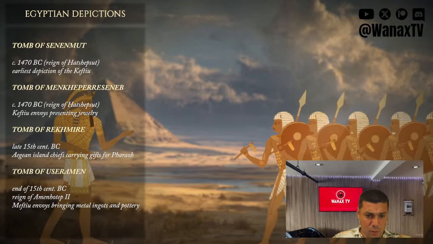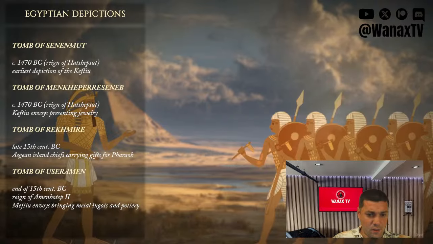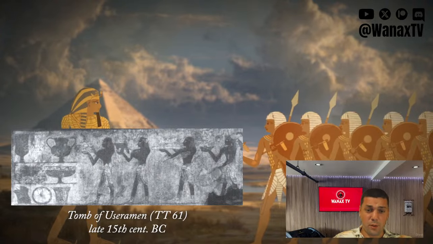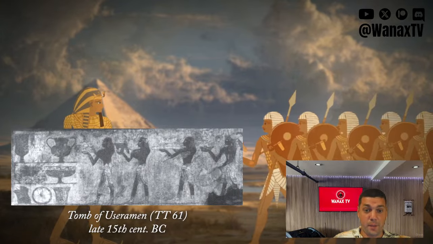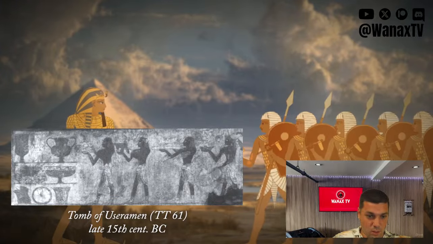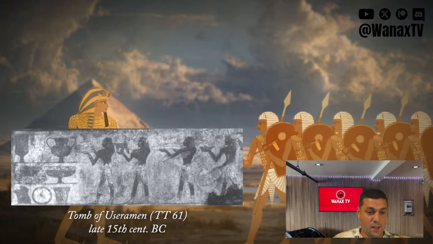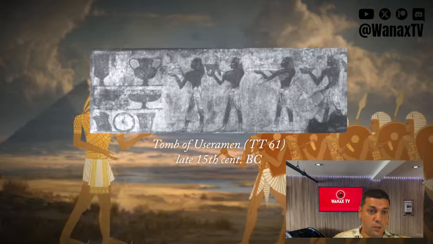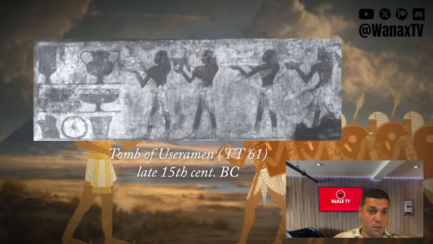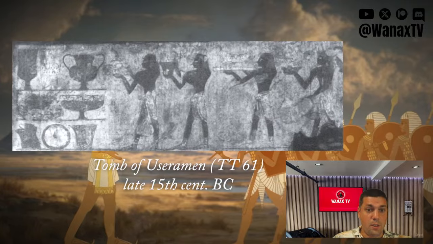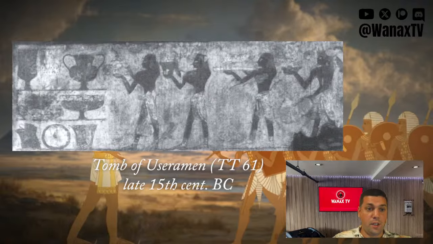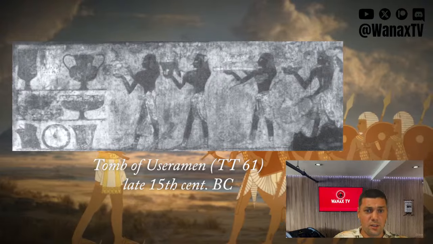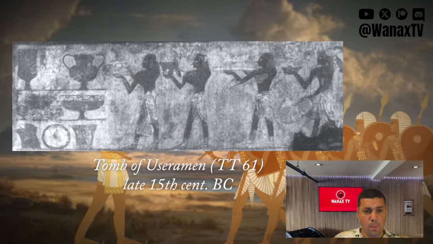And unfortunately, I was not able to find this depiction in color, so this is in black and white. Please forgive me for that. I only had 3-4 hours to prepare all of this, so I tried to work as fast as possible. And this is the tomb in question. Unfortunately, black and white, but you can clearly see the Minoan representatives here bringing some pottery, bringing some ingots to the Egyptians.